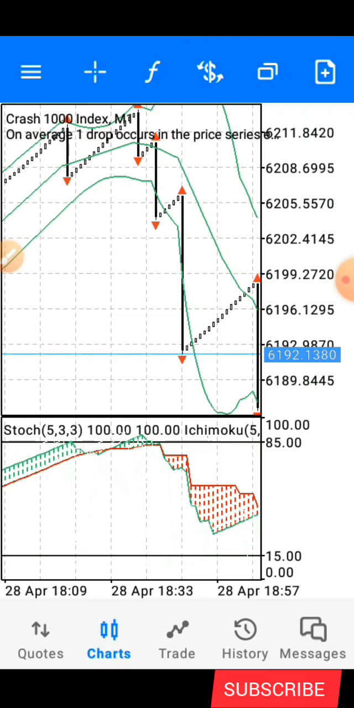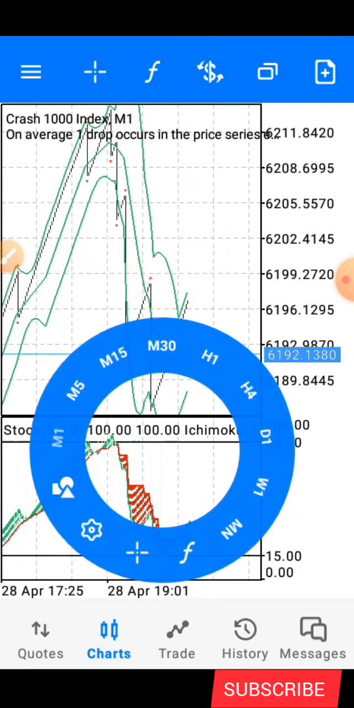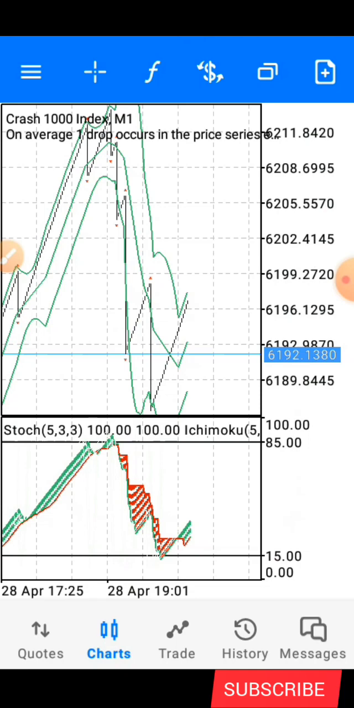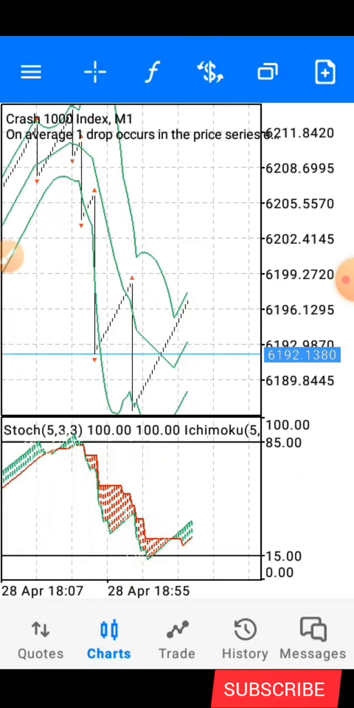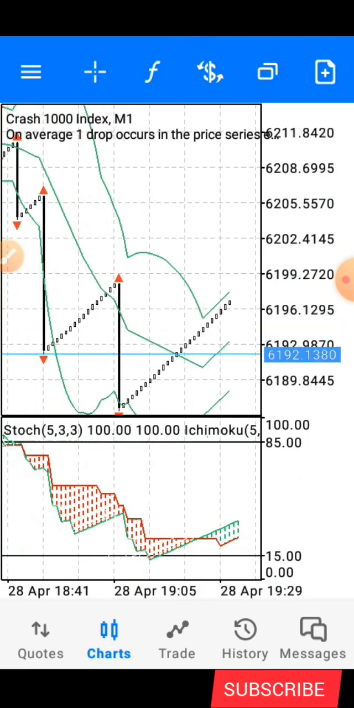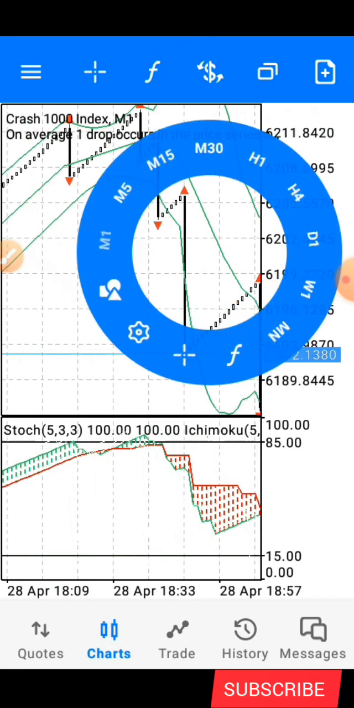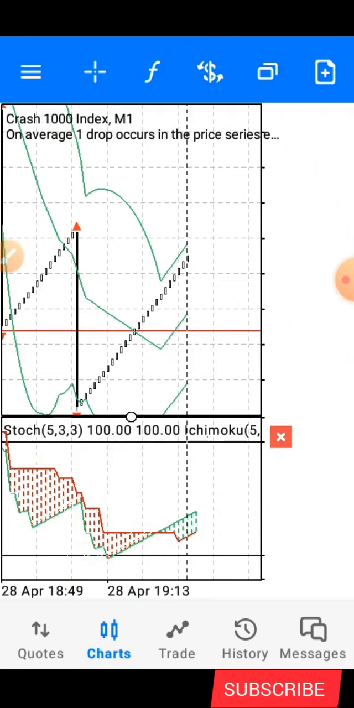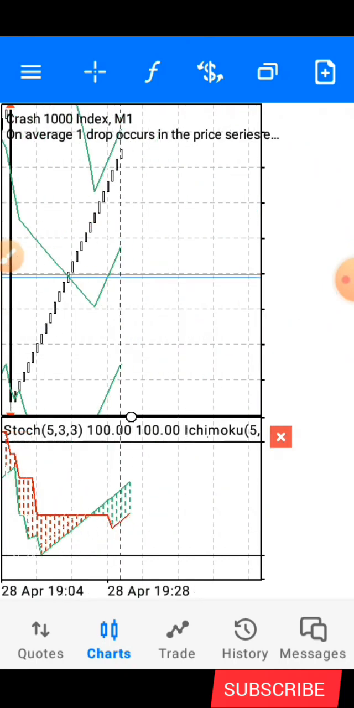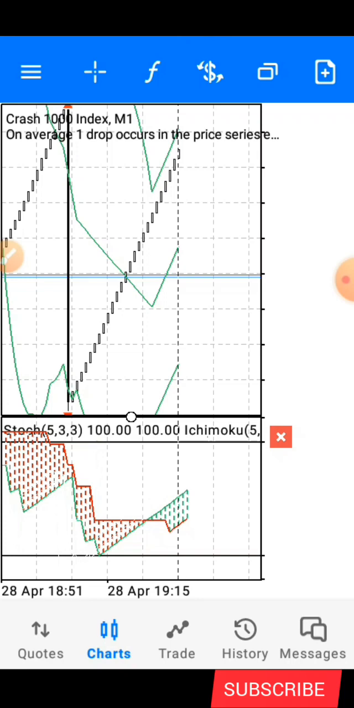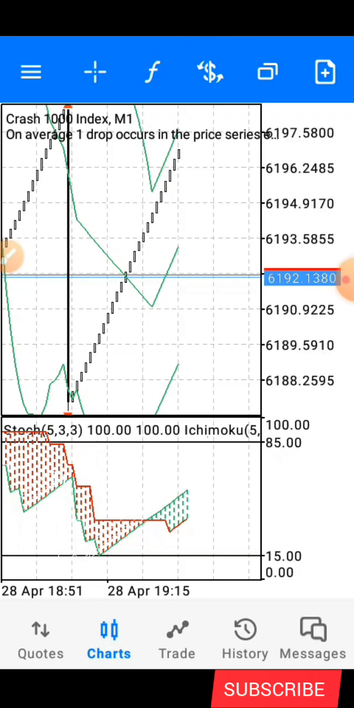So for the zoom level, if you are my subscriber, you know my zoom level. You are supposed to know my zoom level by now. You zoom out completely, then you zoom in twice, 1 and 2. This is the zoom level that you guys should be using. And this is how you are going to set your screen: the middle of the F and the dollar sign. Something like this, you are good to go.